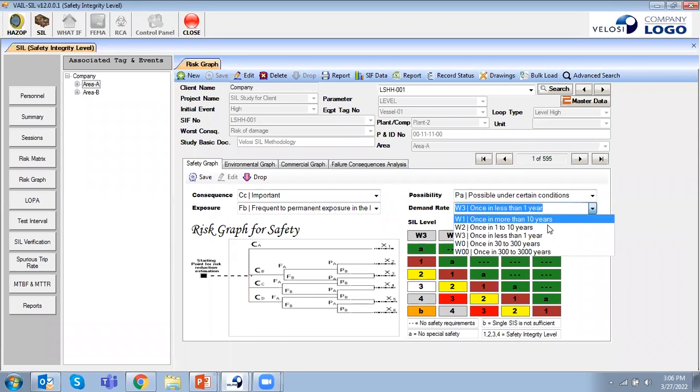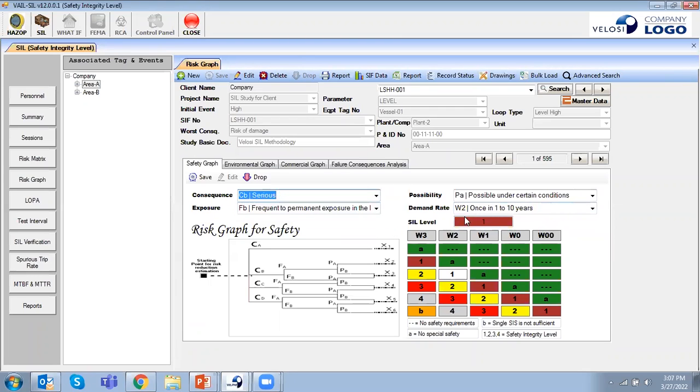And if we change the demand rate, for example, once in less than 1 year means relatively high. For example, we are selecting W2, which is 1 in 1 to 10 years, SIL level will reduce. If we reduce the consequence, SIL level will reduce. If we increase the number of protections, SIL level will reduce. So in this way, by selecting these 4 parameters, we can determine the SIL level for safety graph.